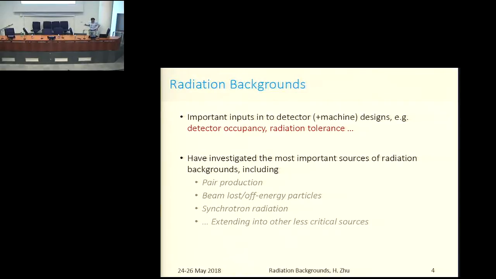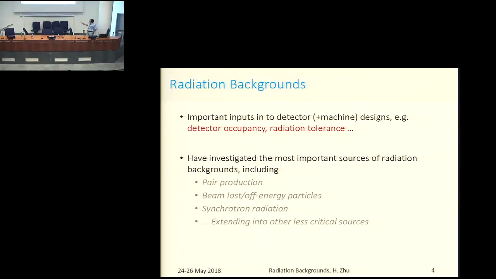So in this talk, I'm going to discuss the radiation background, which is always an important input for detector design, and also sometimes concerns the machine design. For example, we have to think about machine protection and some other measures we have to take. So this is also relevant for the machine design. For the detector design, we are particularly interested in the detector occupancy, radiation tolerance, or radiation levels. Those things we care a lot about.